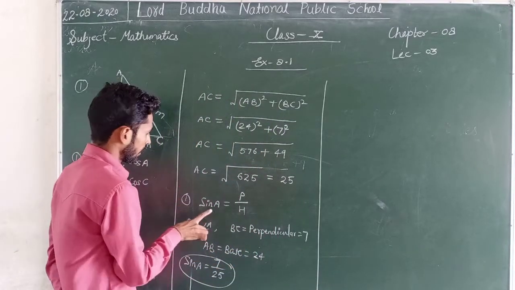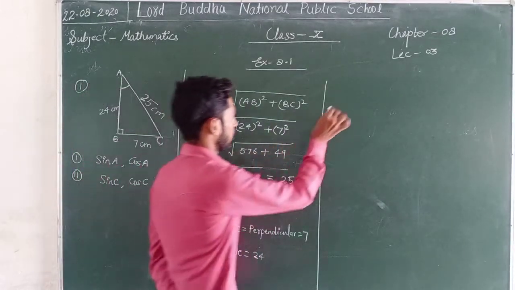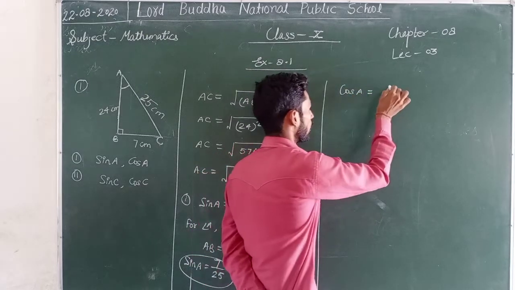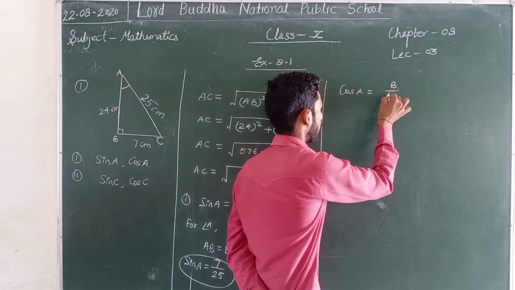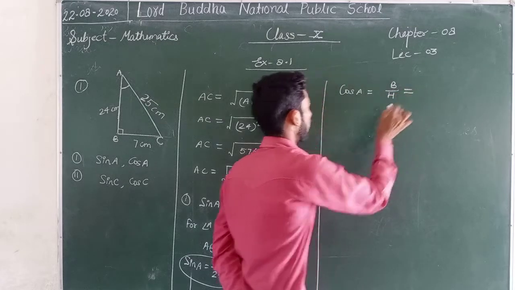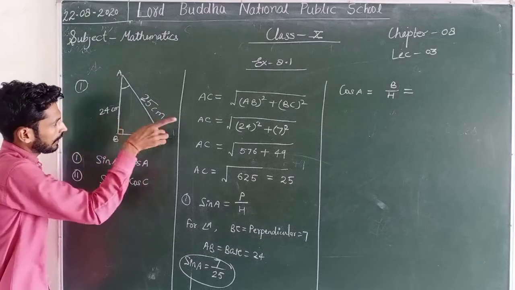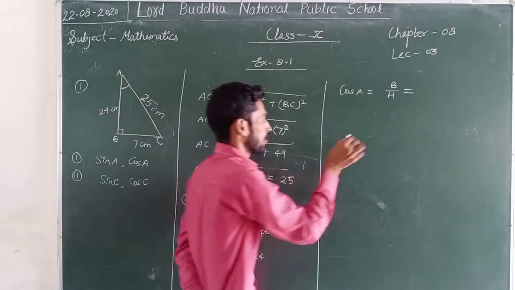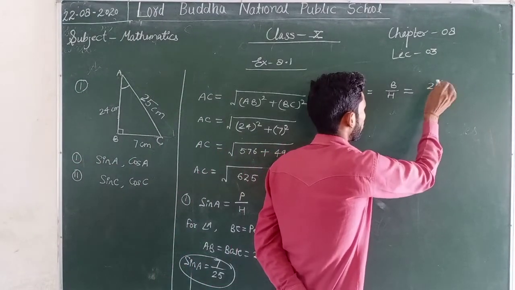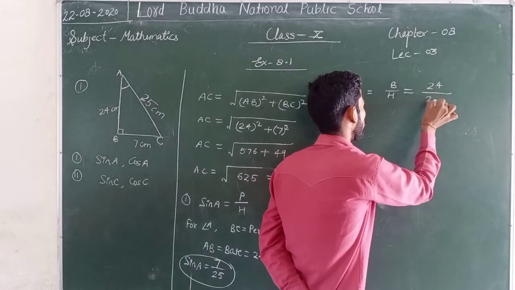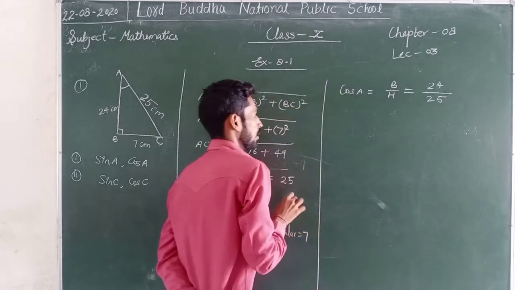Next, there is a question, cos A. So cos A is equal to base upon hypotenuse, and the value of base for angle A is 24 and the hypotenuse is 25. So the value of base is 24 centimeter and the value of hypotenuse is 25.